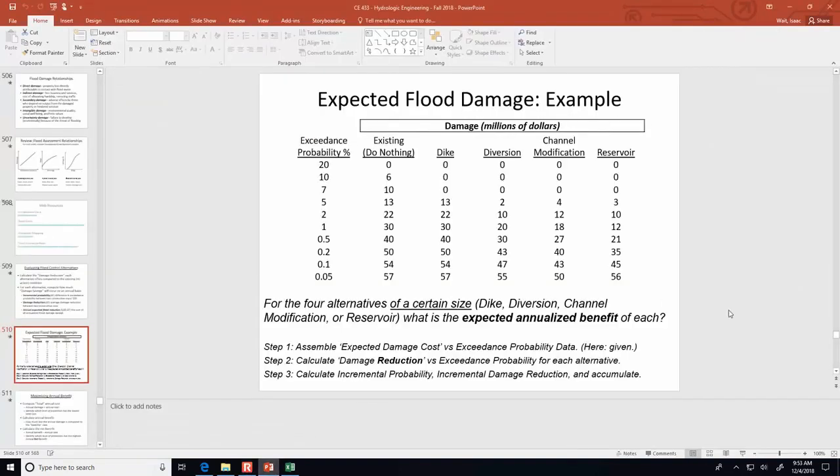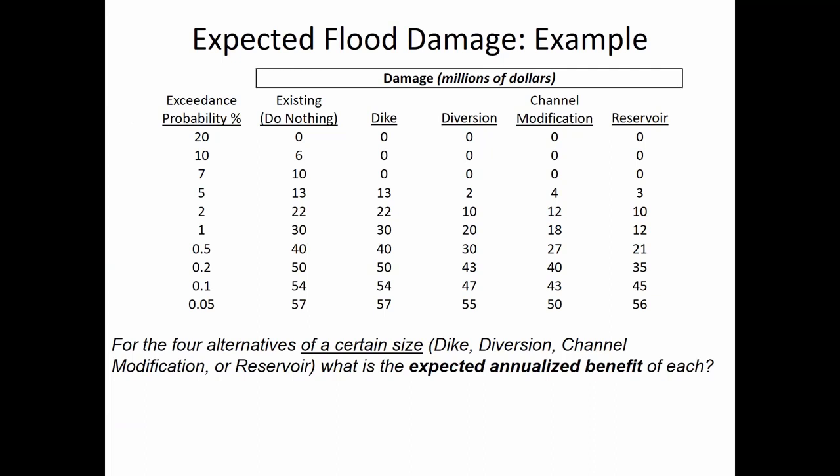So let's look at the data that we're given to begin this example. We have exceedance probabilities which correspond to storms of different sizes. For example, a 20% exceedance probability goes along with a 5-year storm, because that means in any given year, there's a 20% chance that you'll experience the 5-year storm.